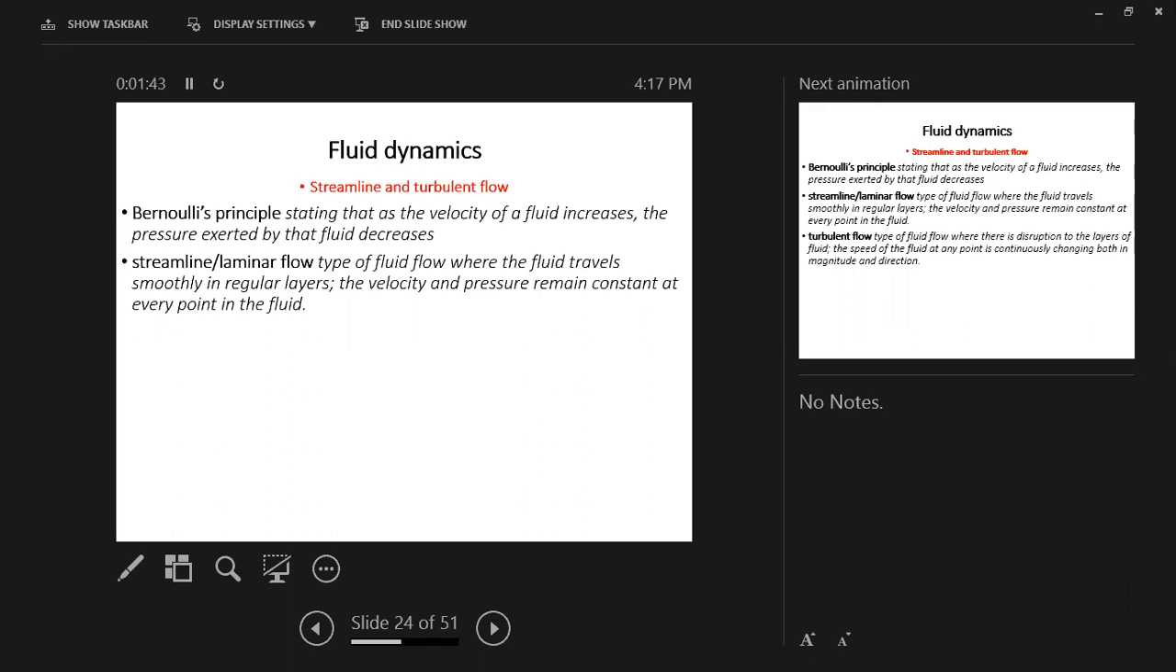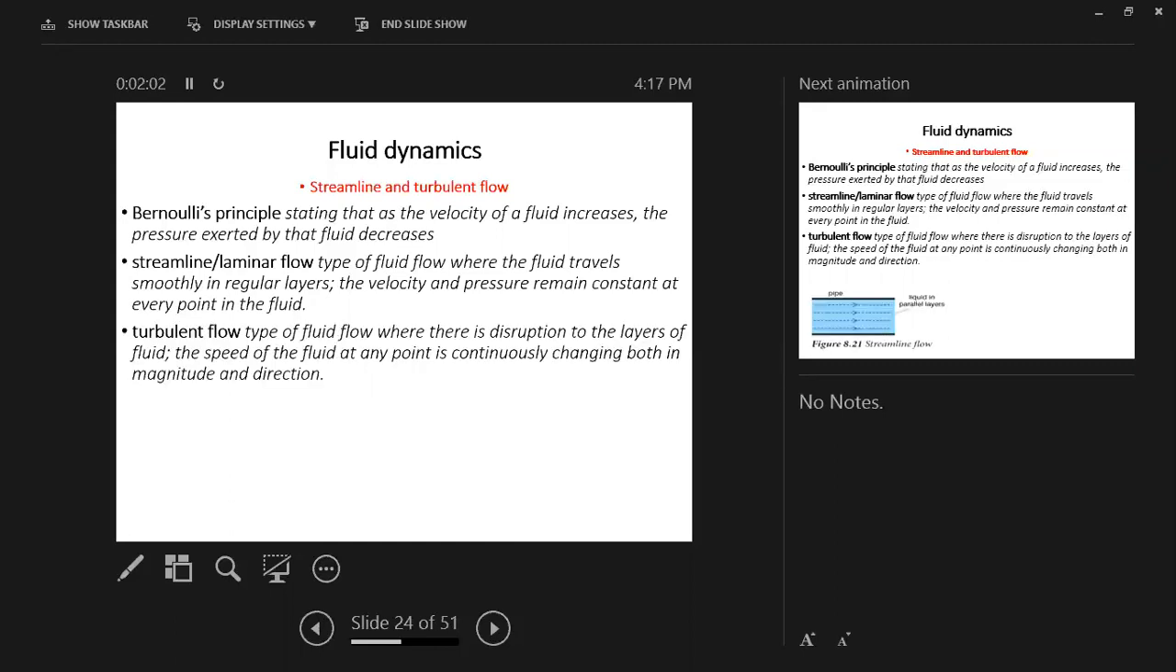This streamline flow could be in a pipe also, okay? Inside of the pipe, the water can flow or the gas can flow. So since the layer is regular, the pressure is going to be constant at every point of the fluid, okay? The second one is turbulent flow.